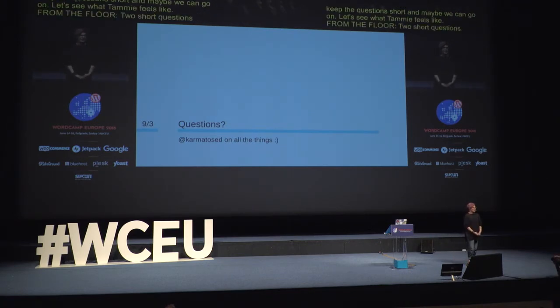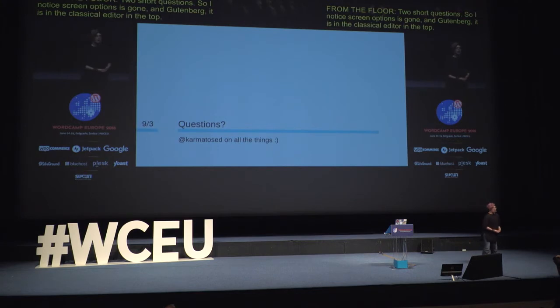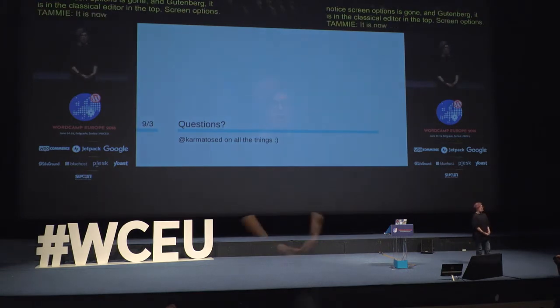So I noticed screen options is gone in Gutenberg. It is in the classical editor in the top. You remember? Screen options. So it's now code view, to get to the code view? Is that what you specifically are trying to get to? No, in the classical editor, you have some different options in the top. Oh, the toolbar, yeah, at the top. Okay. And that's gone in Gutenberg. I lovingly call that the kitchen sink. Are there any plans to implement this in Gutenberg? So we have a classic block, so you can still get that back. You can use a classic block and you get your kitchen sink back and you can do all those interactions. And you can also still write in classic mode.